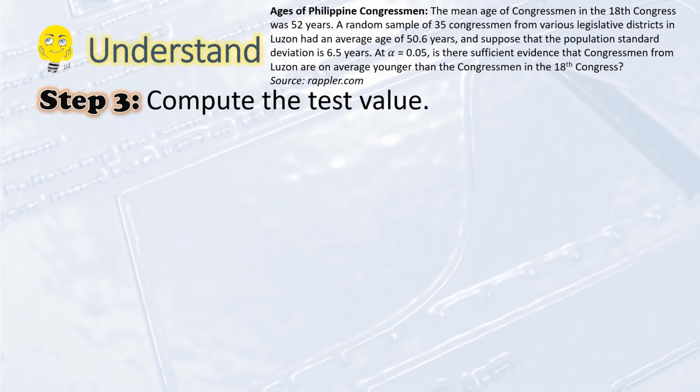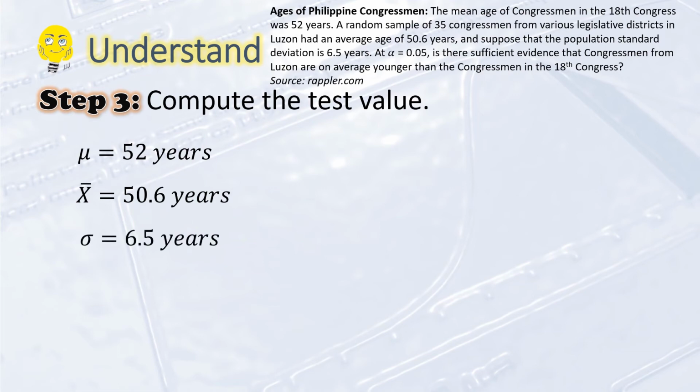Step 3, we compute the test value. From the given information, mu is equal to 52 years. The sample mean is 50.6 years. The population standard deviation is supposed to be 6.5 years. And the sample is 35 congressmen from Luzon.